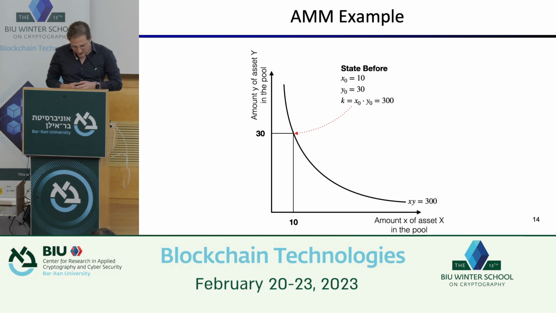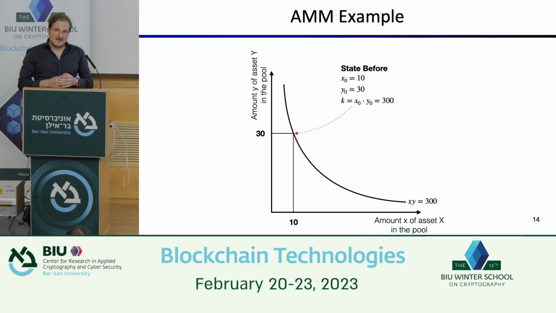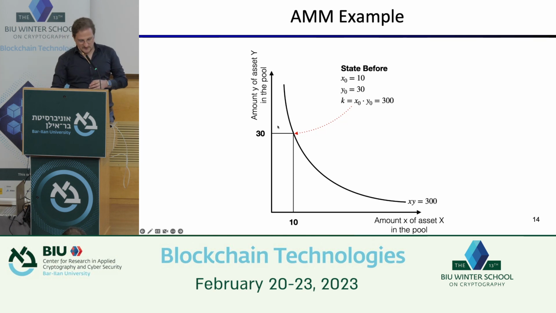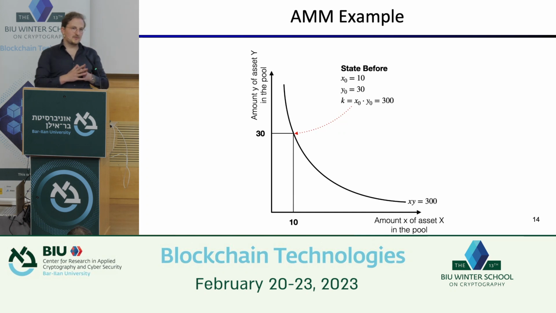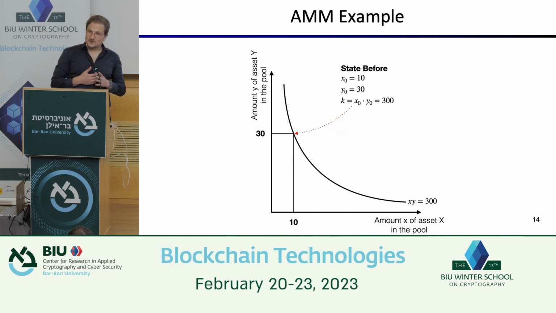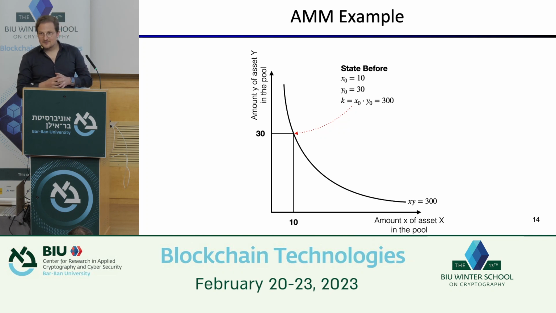So let's say we would like to purchase 10 coins of the asset Y. How many coins of the asset X do we have to provide to the pool? So we are here at 30 at the moment, right? We want to purchase 10 coins of the asset Y. So that would go to 20 because we take out 10 from the pool. But for the smart contract to be happy to do that swap, what quantity of the asset X do we need to provide to the pool?